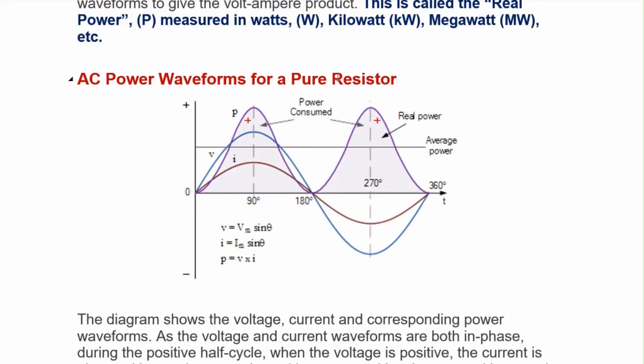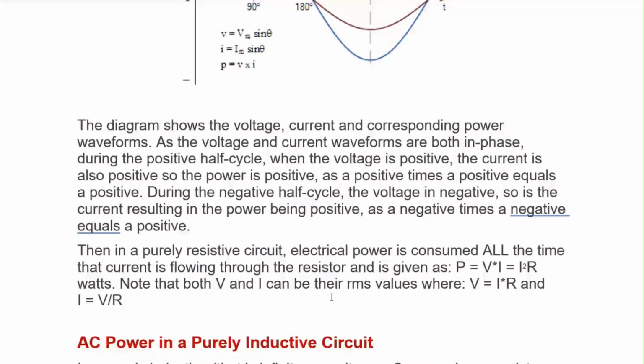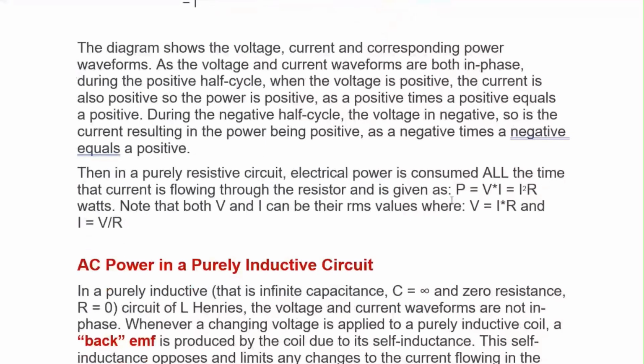The AC waveform in the case of the pure resistor is like this. The power is positive always, be it the negative half cycle or the positive half cycle. In the negative half cycle, as I told you earlier, current and voltage both are negative, and negative multiplied by negative becomes positive. So in the negative half cycle also, this power is positive because it is the product of voltage and current. And the value of the power is I square R.